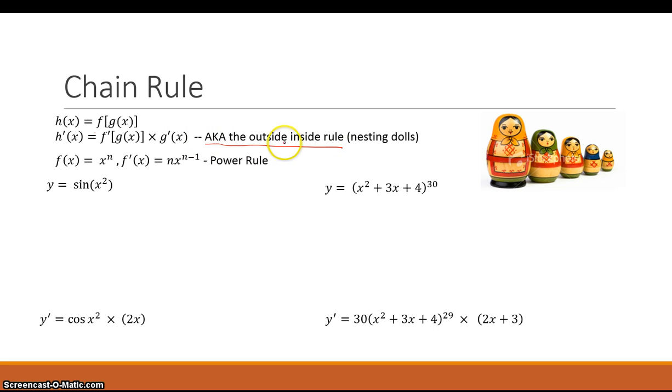So the way you would do that is by taking the outside derivative, leaving the inside alone. So the derivative of f, and then you're multiplying it by the derivative of the inside. So derivative of the outside while leaving the inside alone, times just the derivative of the inside. I also in classes like to call this the nesting doll rule, because there's one within the other, within the other, like a nesting doll.